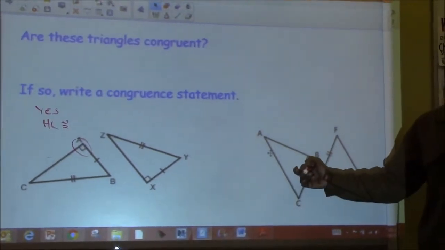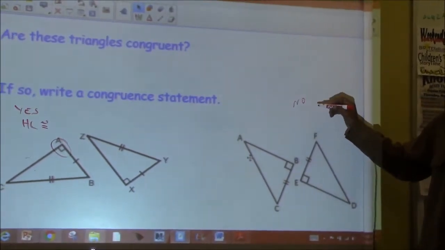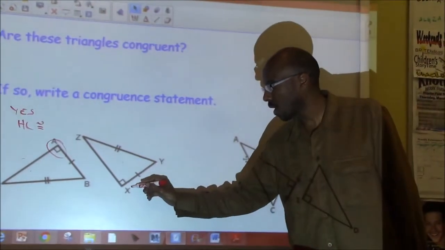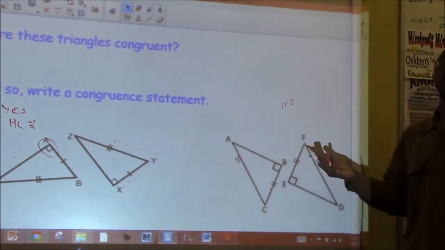This one is a no. Anybody know why this one's a no? You need both the hypotenuse, the slide, and the ladder to get up the slide. Climb, climb, climb, climb, climb. Whee! You need both.